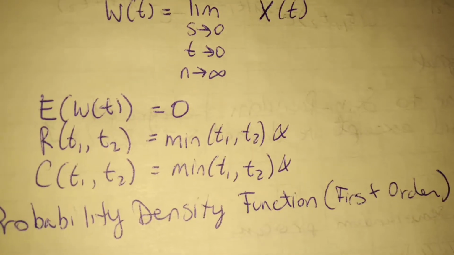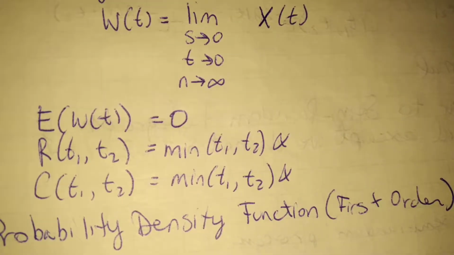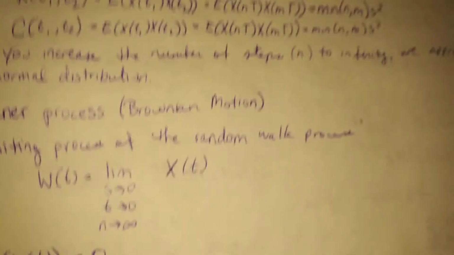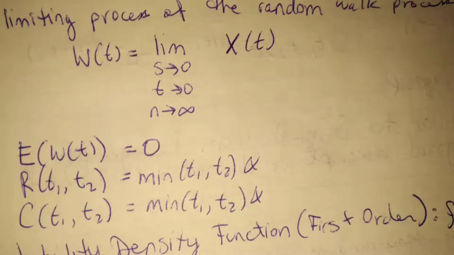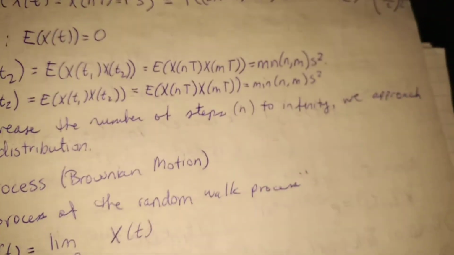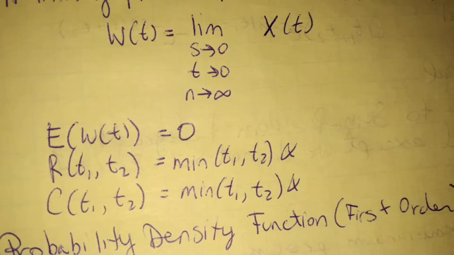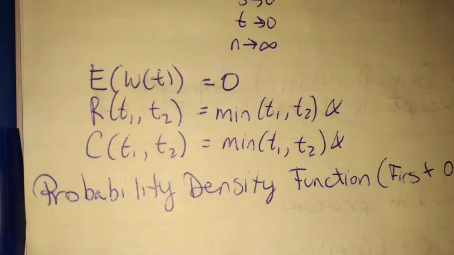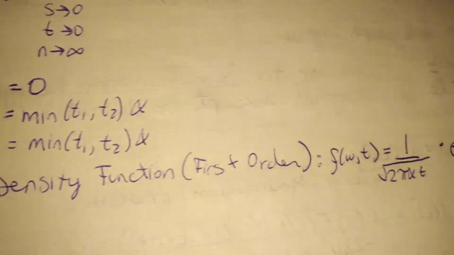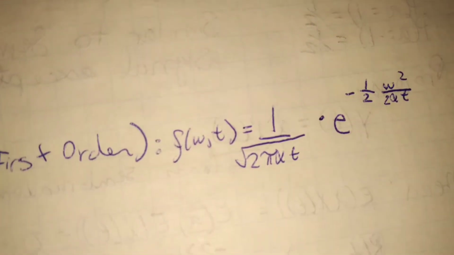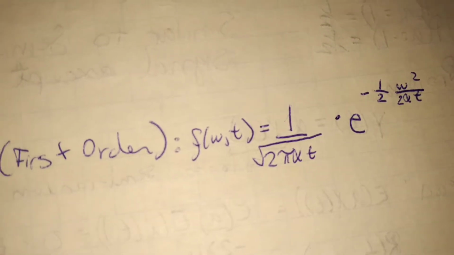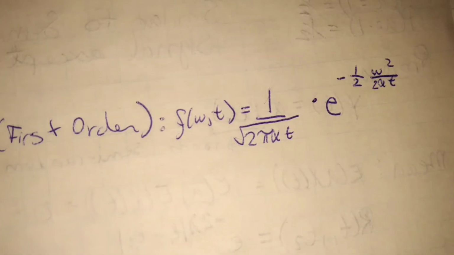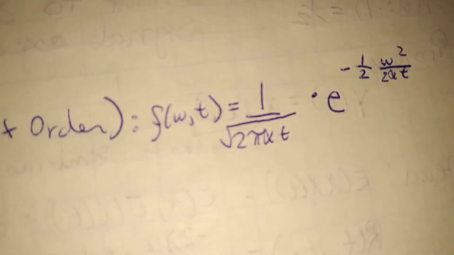So we have the mean being equal to 0 again, and this time the autocorrelation and the autocovariance are similar to those in the random walk, only instead of being multiplied by s squared and being a function of n and m, it's a function of t1 and t2, and it's multiplied by a constant. The probability density function looks like f(w_t) equal to 1 over the square root of 2 pi alpha t times e to the power of negative w squared over 2 alpha t.